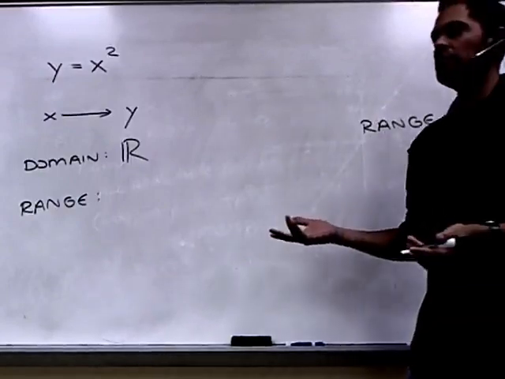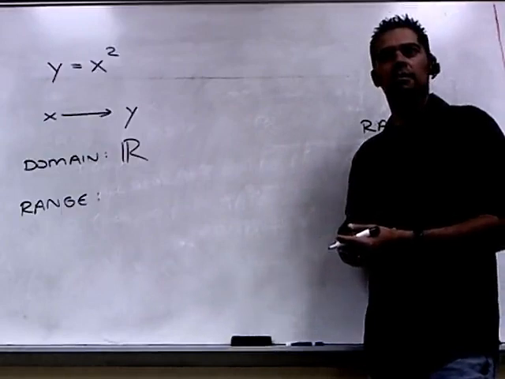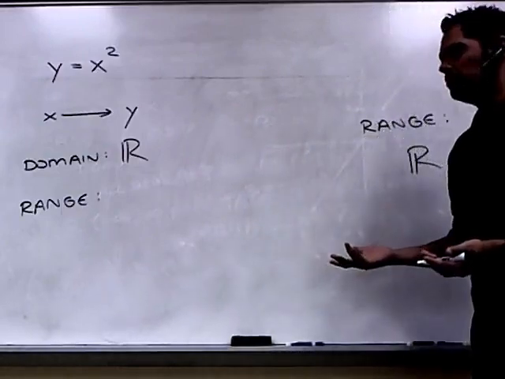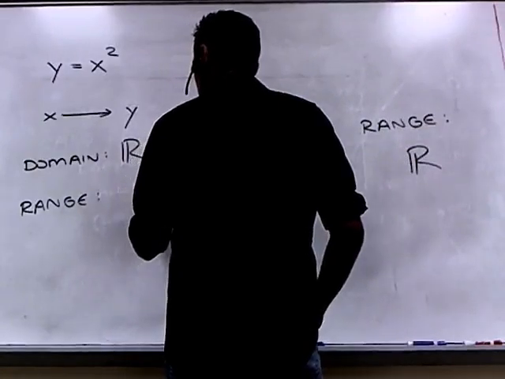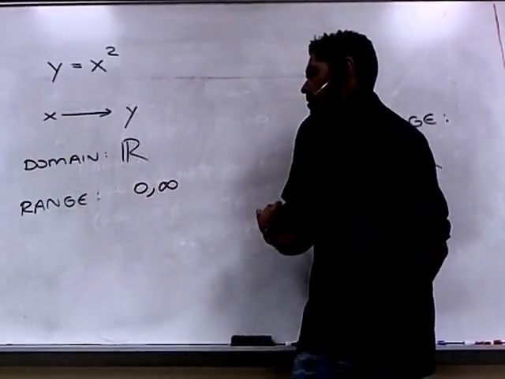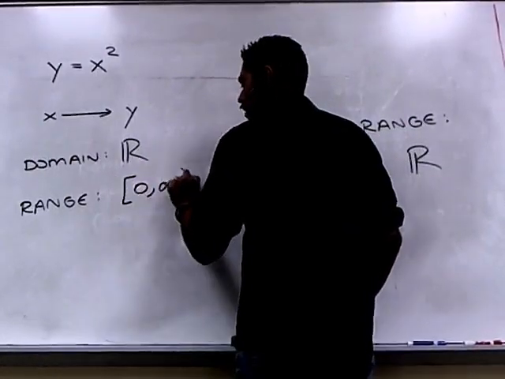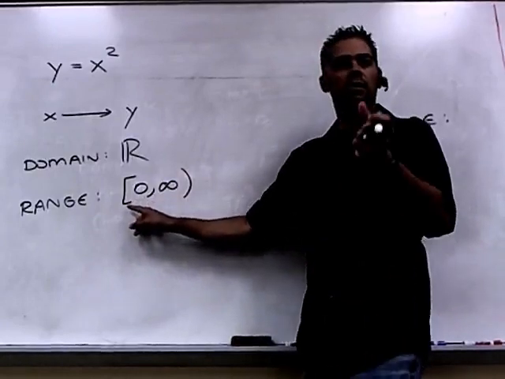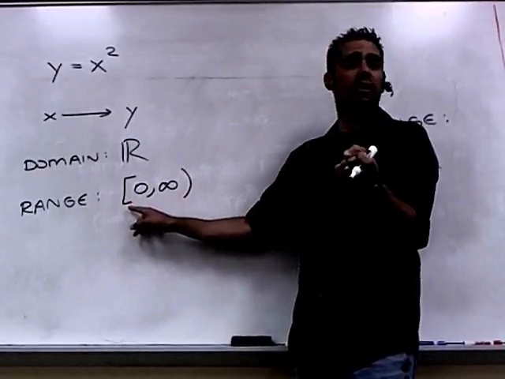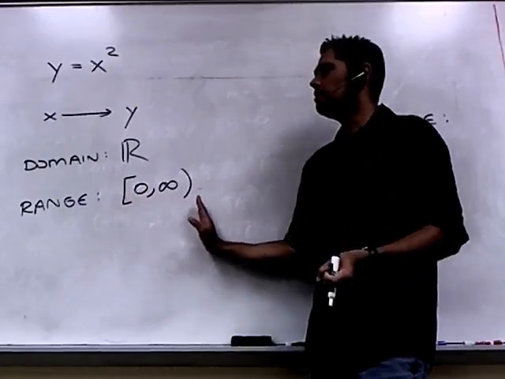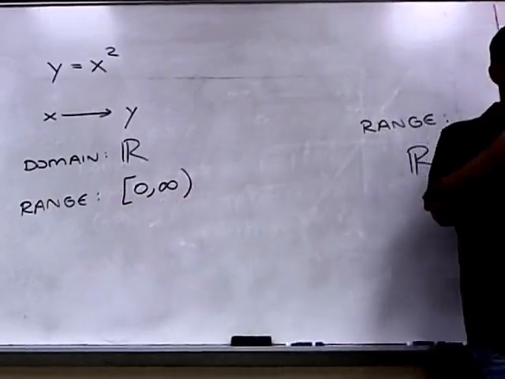So the range of this would be everything greater than or equal to 0. How do we say that? We use interval notation, 0 to infinity, and then we use a bracket and a parenthesis. Bracket means you include 0. So 0 can come out of this function, can't it? And then everything else positive, so we go out to infinity.